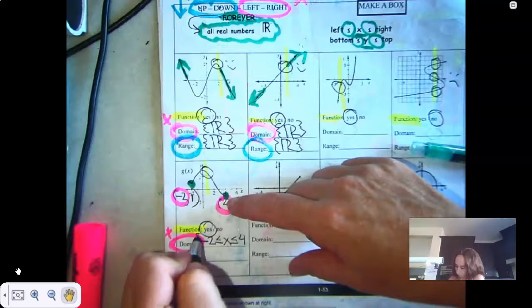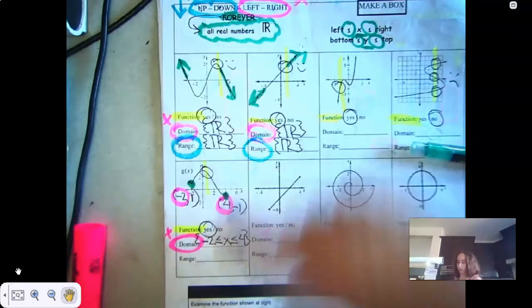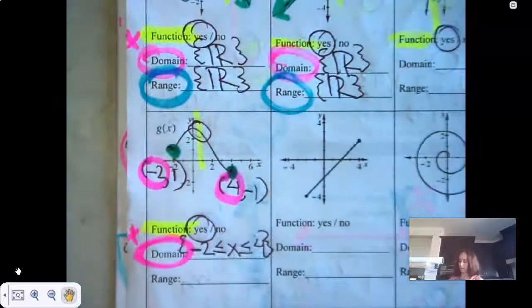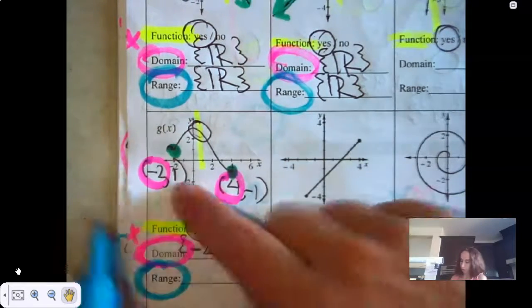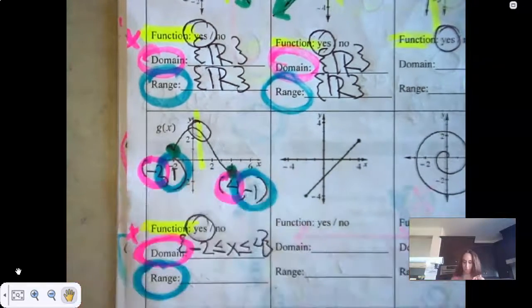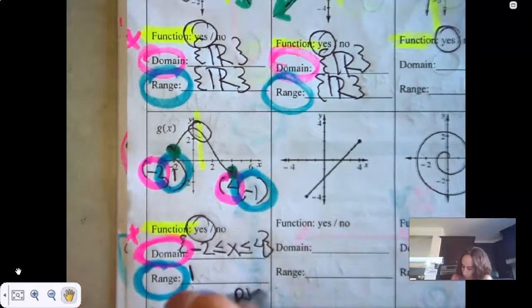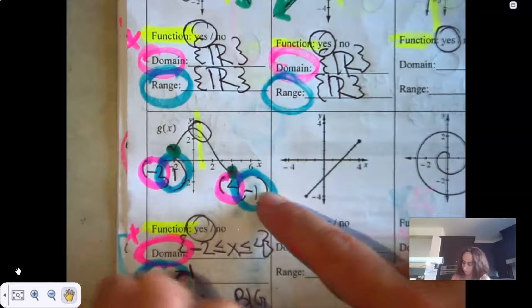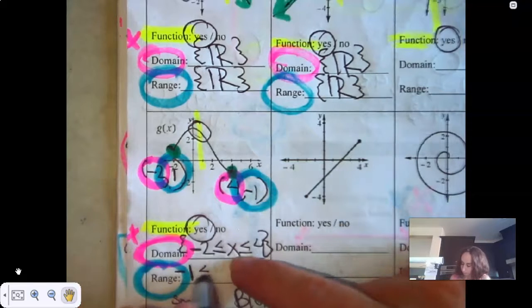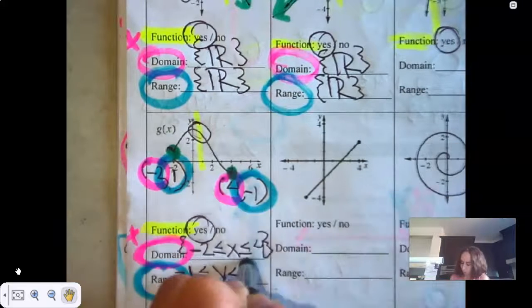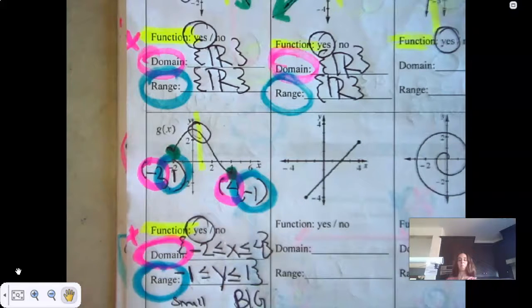And then I go set notation. Let me zoom in a little bit. And then I see range. Range is my y. Now, you would think you put a 1 here, but no, because you need the small here and the big there. So it needs to be -1, then less than or equal to y, less than or equal to 1. Okay, so let's go to the next one.